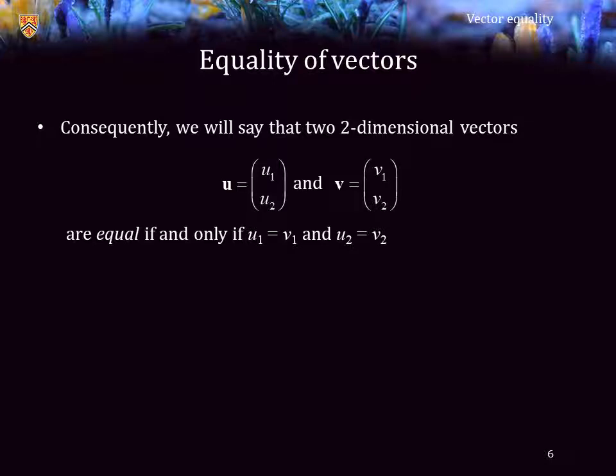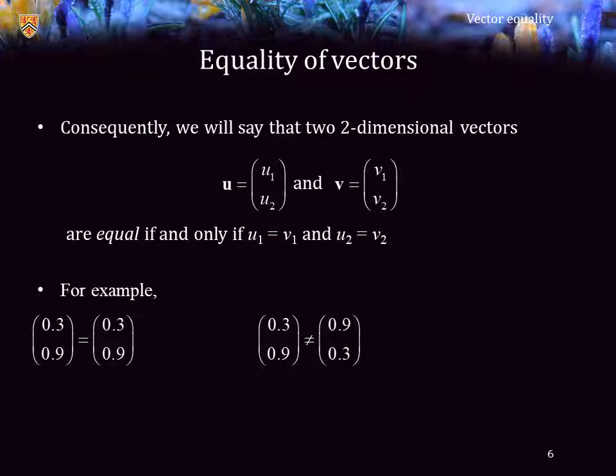So let's look at some examples. The vector 0.3, 0.9 does indeed equal itself. If I swap the entries, these two vectors are not equal. Why? Because 0.3, the first entry of the vector on the left, does not equal the value 0.9, which is the first entry of the vector on the right.